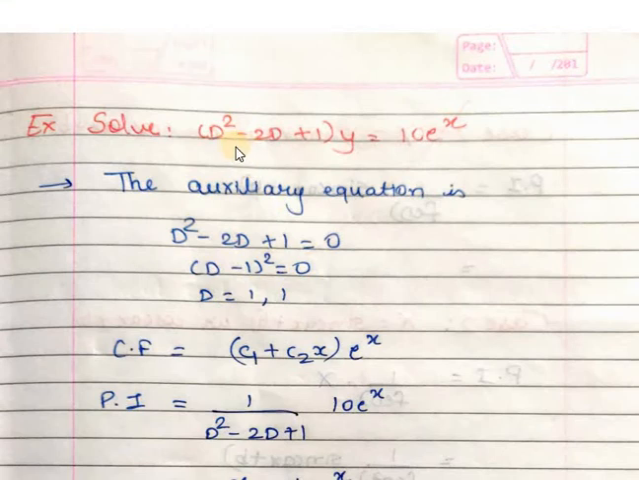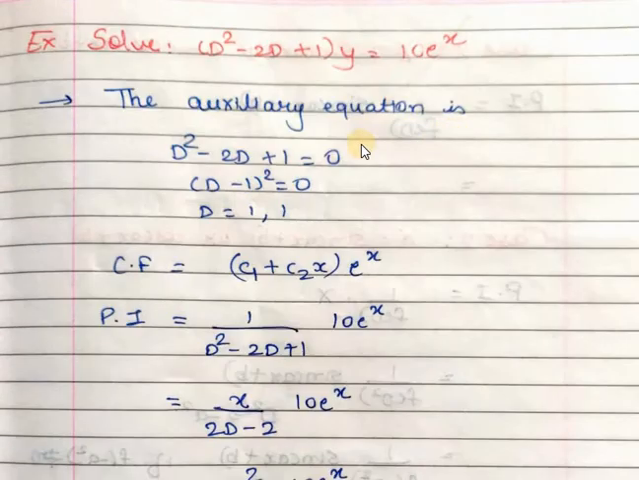Solve (D square minus 2D plus 1) complete into y is equal to 10 into e raised to x. So here, first of all, we will have to find out the auxiliary equation. The auxiliary equation is given by f of D is equal to 0. Now what is f of D? It is D square minus 2D plus 1 is equal to 0. So this can be written as (D minus 1) whole square is equal to 0, because this is (a minus b) whole square. So here D is equal to 1, 1.